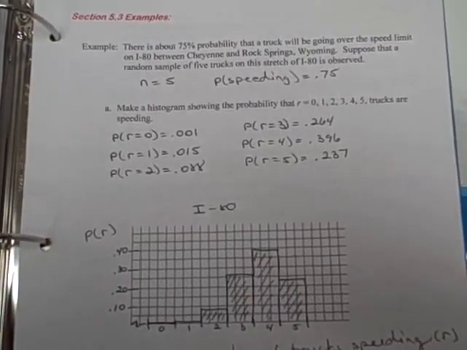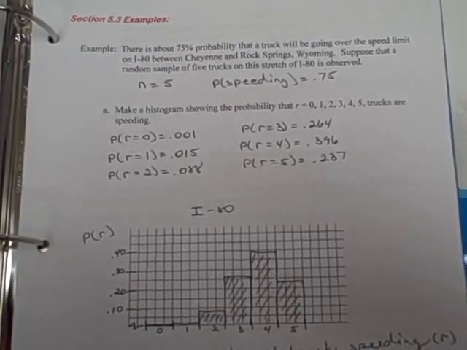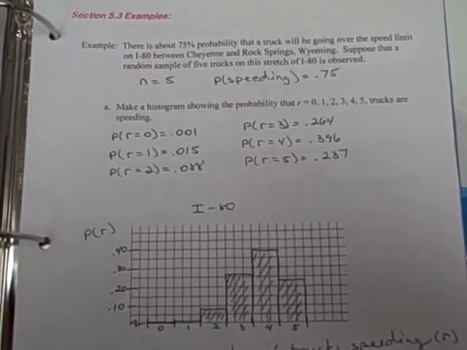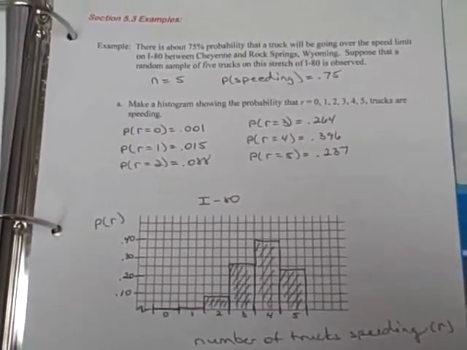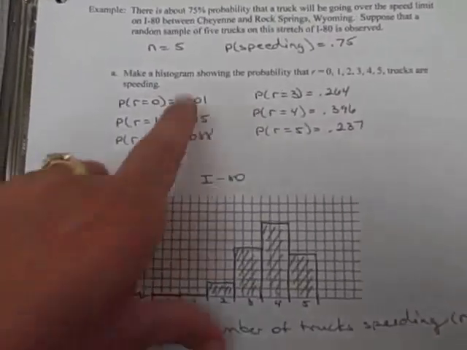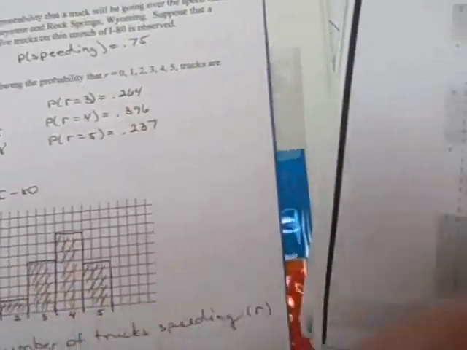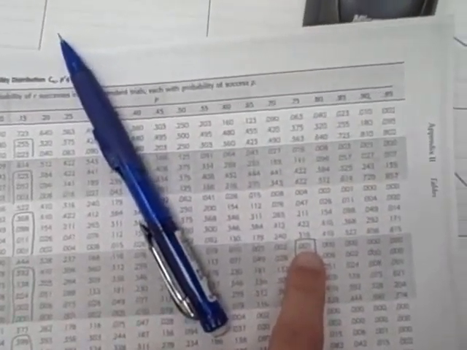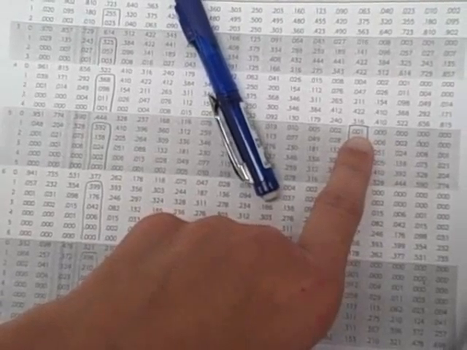Part A says make a histogram showing the probability that R equals 0, 1, 2, 3, 4, and 5 trucks are speeding. So what we're going to do, this is a binomial distribution again. Either they're speeding or they're not speeding. So we want to go to where N equals 5 on our binomial table. So N equals 5, and 75% speeding. So I'm going to come down here underneath 0.75, and we're going to write down these probabilities.